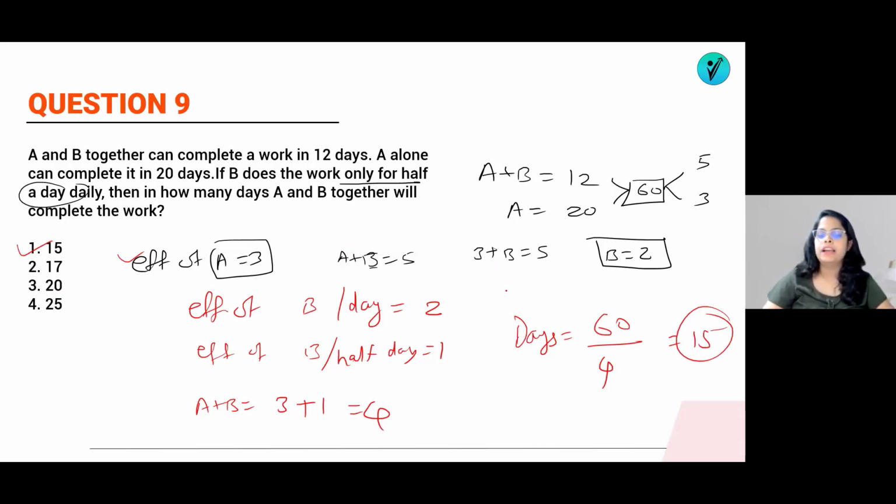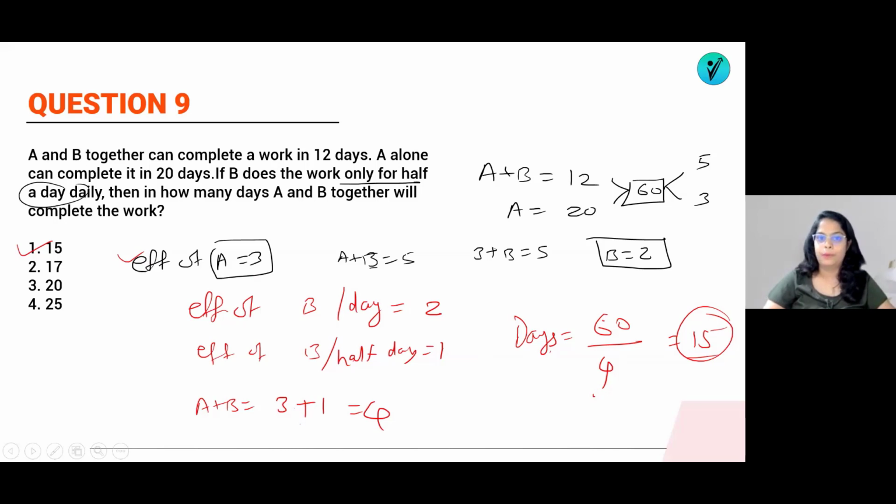That's it. If B had worked for full time, the efficiency of B would be 2, so the total efficiency would be 5 and they could complete in 12 days, which is already given. But now B is working for only half a day, so his efficiency will be 1 only. So due to this, the total efficiency of A plus B will change to 4, and the number of days will be total work divided by efficiency, that means 15 days.